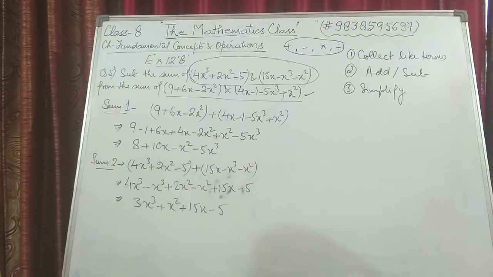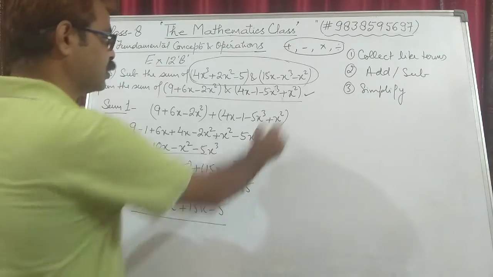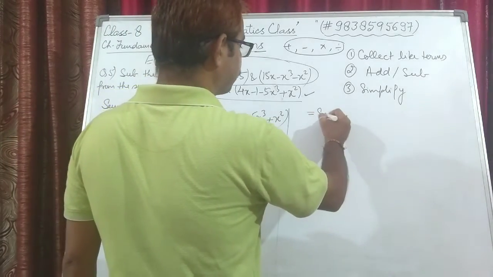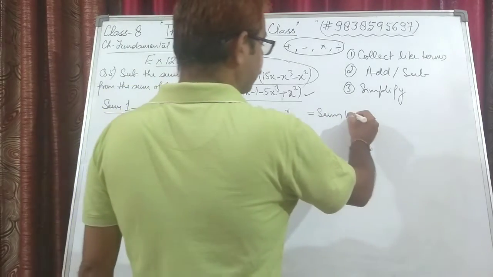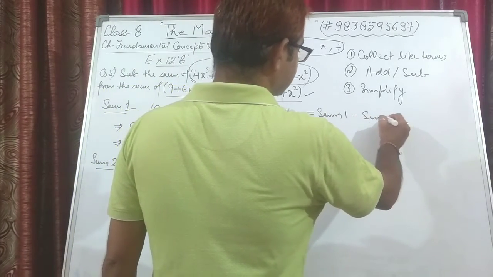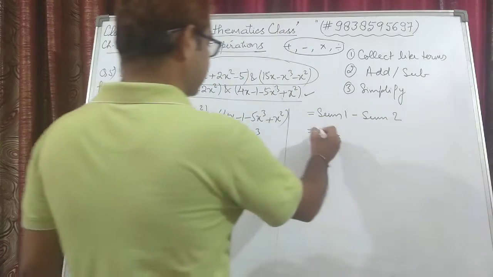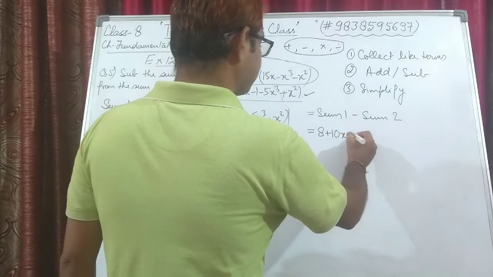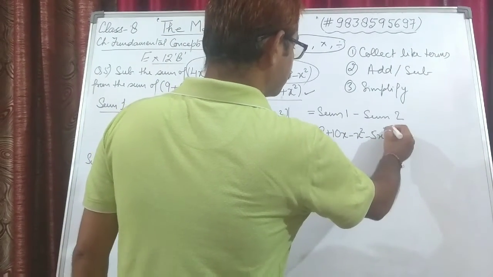Now we have to subtract sum 2 from sum 1. So what we need to find out is sum 1 minus sum 2. What is sum 1? That is 8 plus 10x minus x square minus 5x cube.